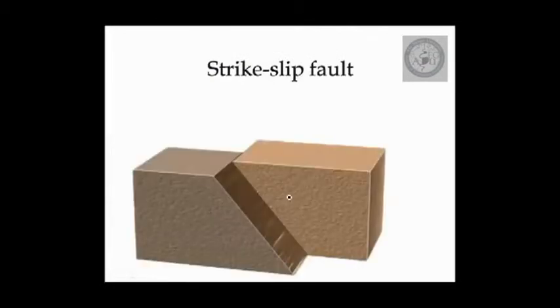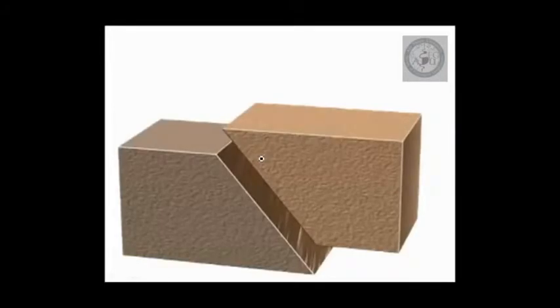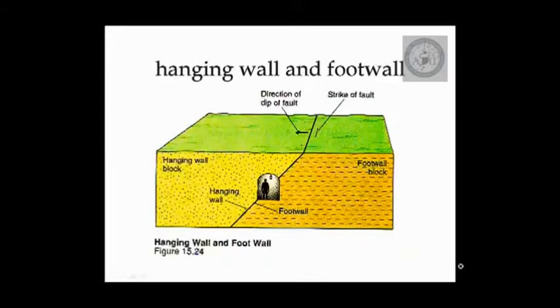So if you have a strike-slip fault, that means the movement has occurred along the strike. In other words, that would be horizontal movement. Whereas a dip-slip fault, the movement went down the dip. And an oblique fault means that you have both strike-slip and dip-slip movement at the same time. Before we go any further, you have to understand the concepts of hanging wall and footwall.